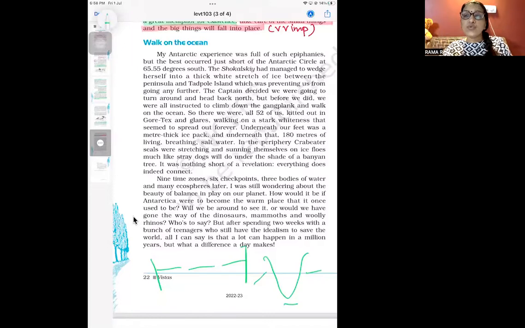9 time zones from India to 6 checkpoints, 3 bodies of water, and many ecospheres later, I was still wondering about the beauty of balance in play on our planet. Beauty of balance in play on our planet. You may be asked the literary device alliteration.